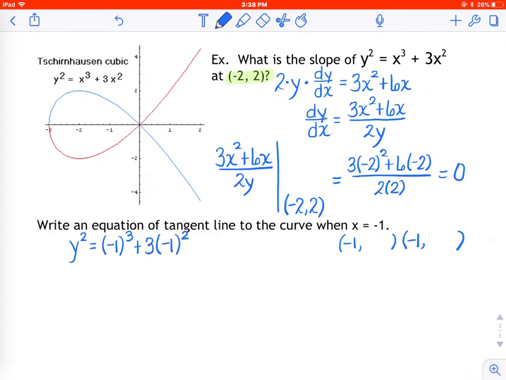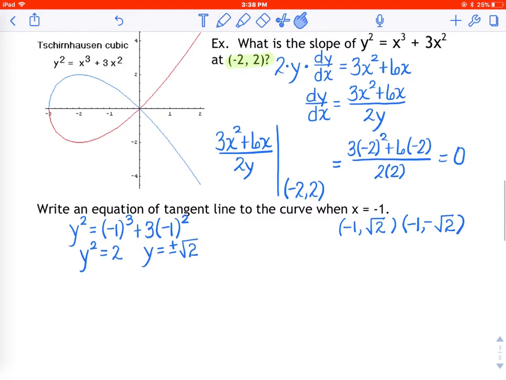And it turns out that you get that y squared is 2. Therefore, the y value at that particular x is the positive and the negative square root of 2. So one ordered pair is (-1, square root of 2), and the other one is (-1, negative square root of 2). And those are the two ordered pairs that we've got. Same x, different y coordinates. Now that they want us to find the tangent to the curve at those two places, I have to get the slope at those two places.